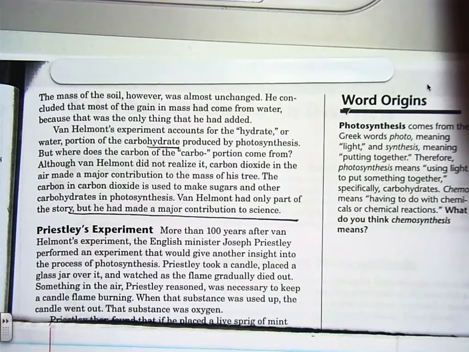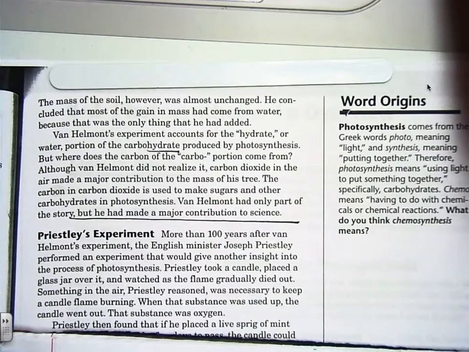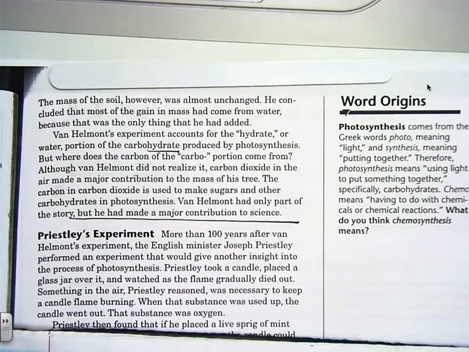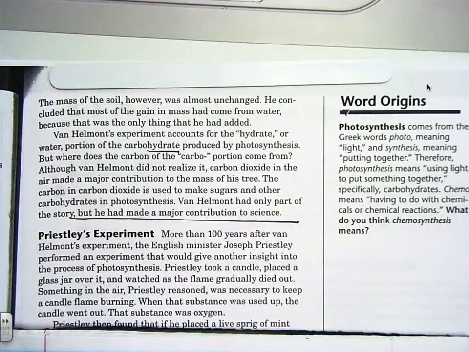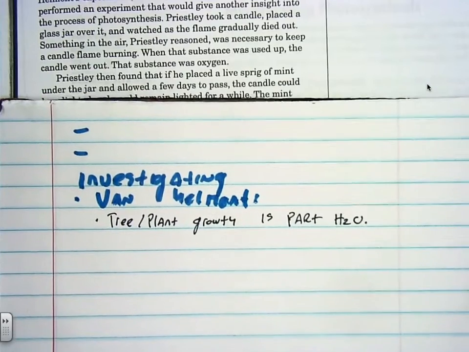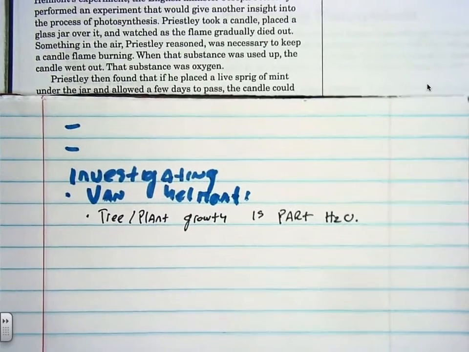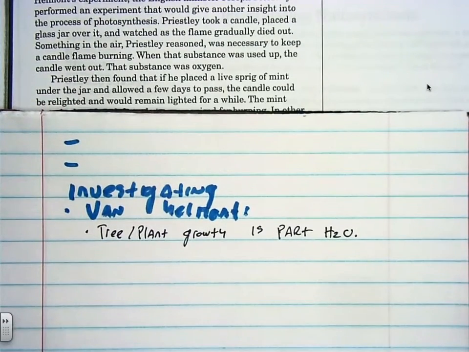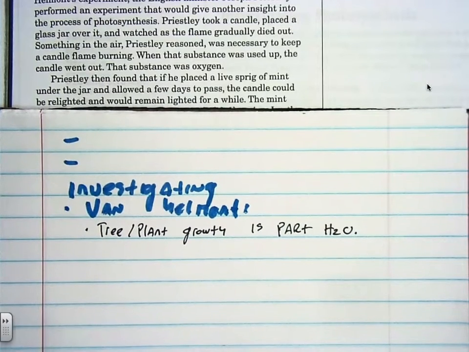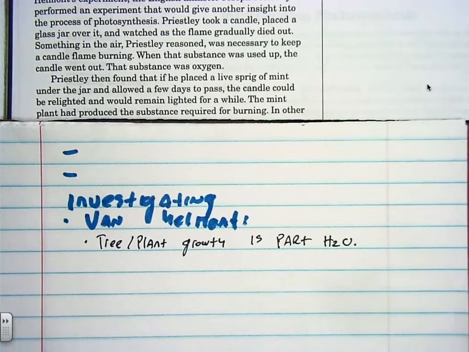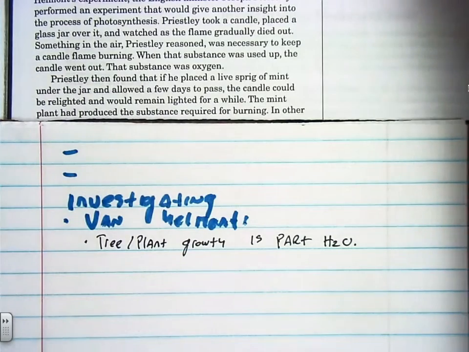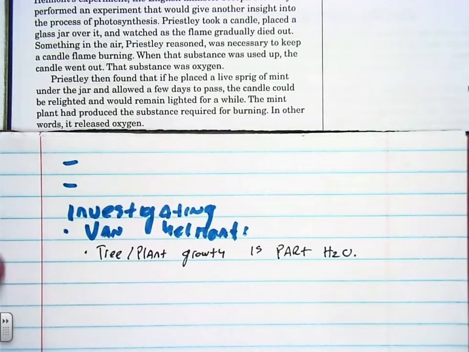The substance was oxygen. Priestley then found out that if he placed a live sprig of mint, just a second, a live sprig of mint under the jar and allowed a few days to pass, the candle could be relit and would remain lit for a while. The mint plant had produced the substance required for burning. In other words, it released oxygen.